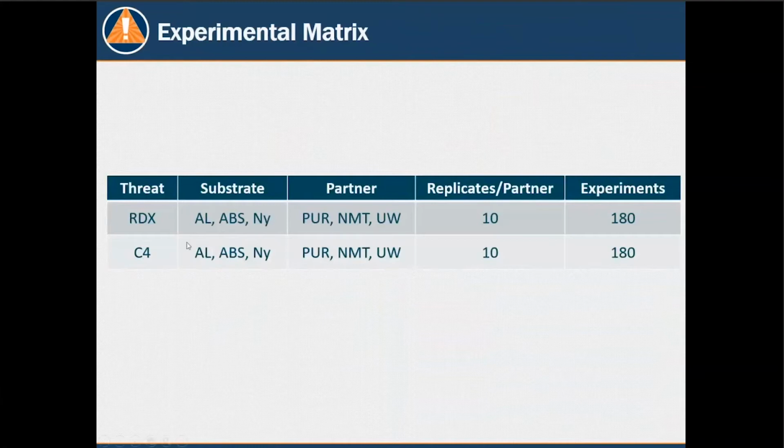There were 10 replicates for each residue on each surface with each trap conducted at each of the three performers. So there were 180 experiments conducted on each threat substrate surface. And those were all evaluated at Signature Science.